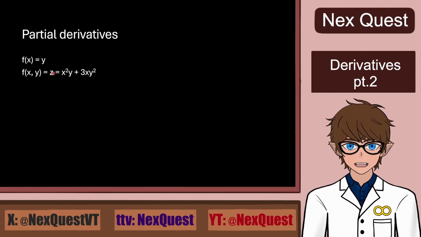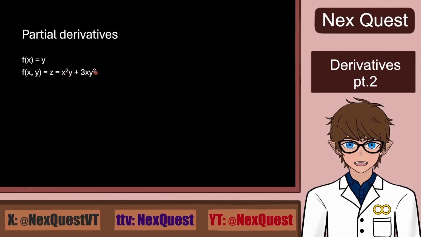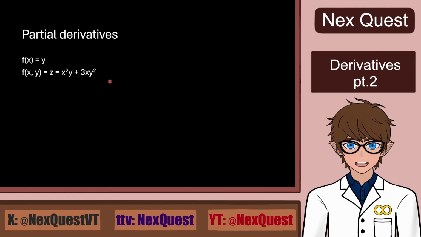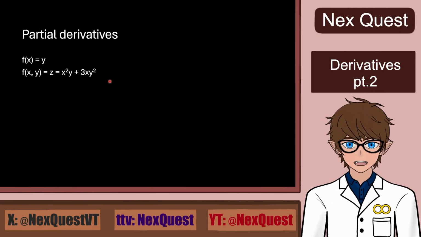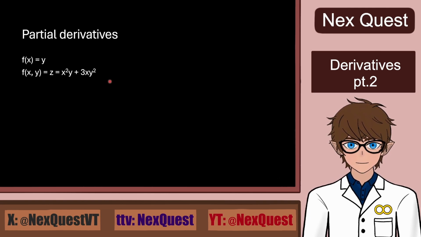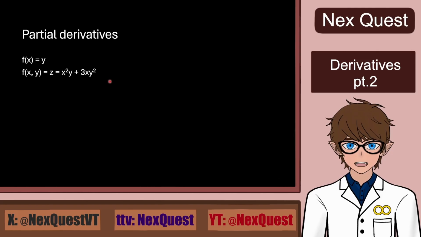So let's take our function of x and y, which equals z, and the function is x squared times y plus 3xy squared. What would our derivative be? Well, there isn't one. Well, that's not really right, but also not wrong. The truth is there isn't one. There are two, and they are partial, because it's a slope.